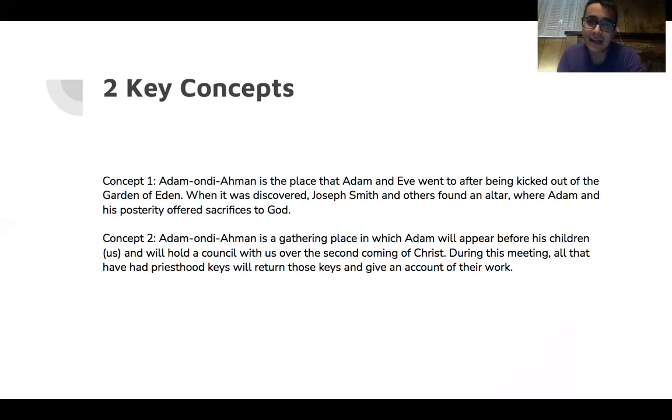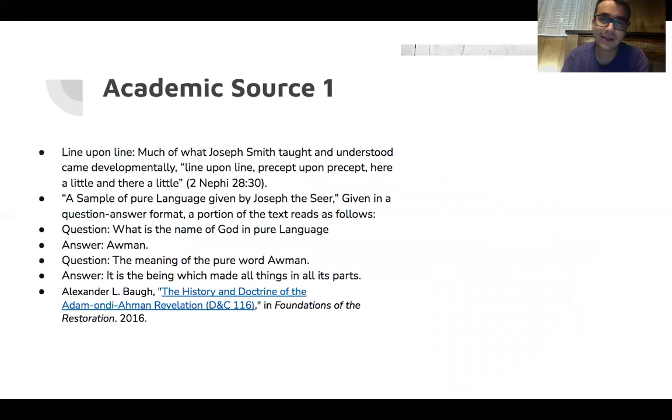Concept number 2 is that Adam-ondi-Ahman is a gathering place in which Adam will appear before everyone, and he will hold a council to prepare us for the second coming of Christ. During this meeting, all the priesthood keys that have been given will be returned, and everyone who had keys will have to give an accounting of their work.